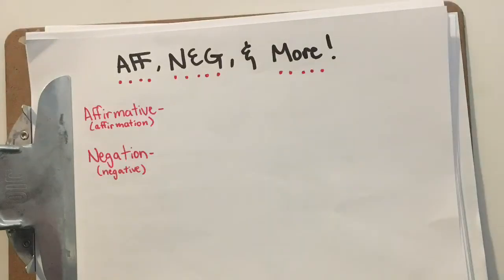So then moving on, we have aff, neg, and more. Aff and neg are pretty self-explanatory. Aff is the affirmative or the affirmation, like if you say, I stand in firm affirmation of today's resolution. That's how you'd introduce your resolution. If you're on the neg side, the negative or the negation, you'd say, I stand in firm negation of today's resolution.